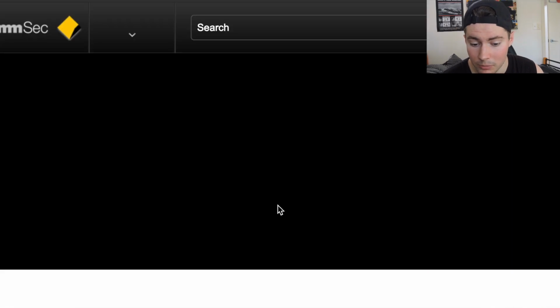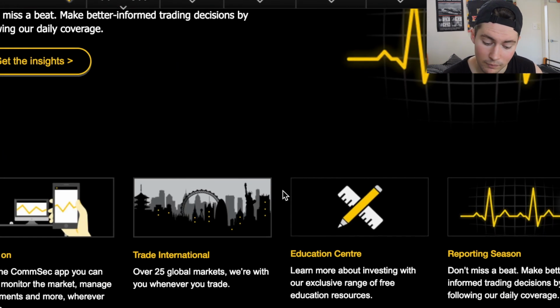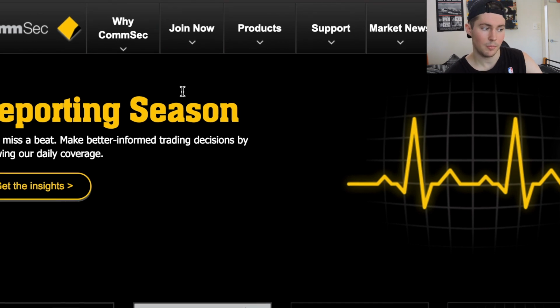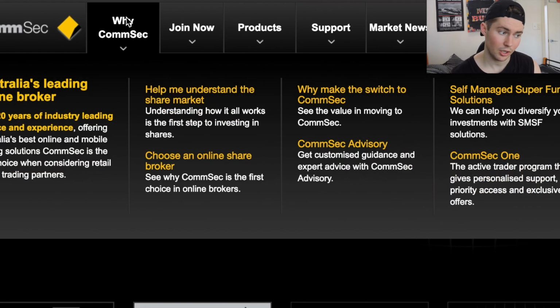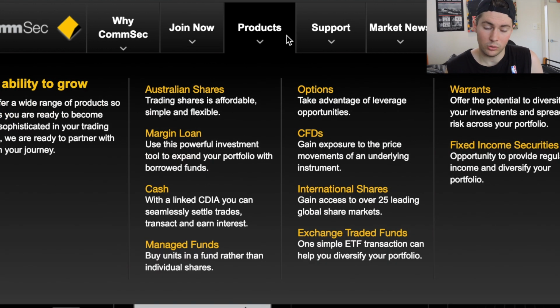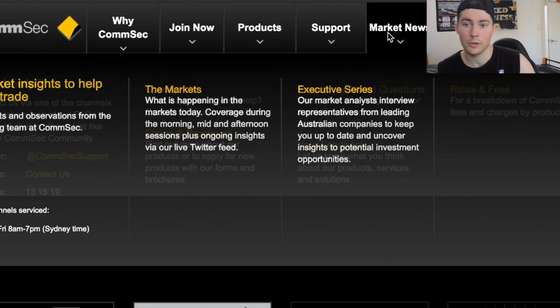When you get started with Commsec, you make an account. The first thing you're going to want to do is jump over to the NetBank section of Commsec and create one of the investment accounts. So it's essentially just a bank account. It's free to create. It's called like a CDIA or whatever. And what that's going to allow you to do is get a $20 discount on all brokerage fees for Commsec.